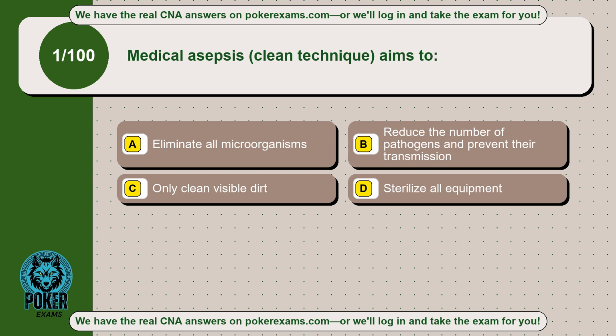Question 1. Medical asepsis, clean technique, aims to: Option A. Eliminate all microorganisms. Option B. Reduce the number of pathogens and prevent their transmission. Option C. Only clean visible dirt. Option D. Sterilize all equipment.